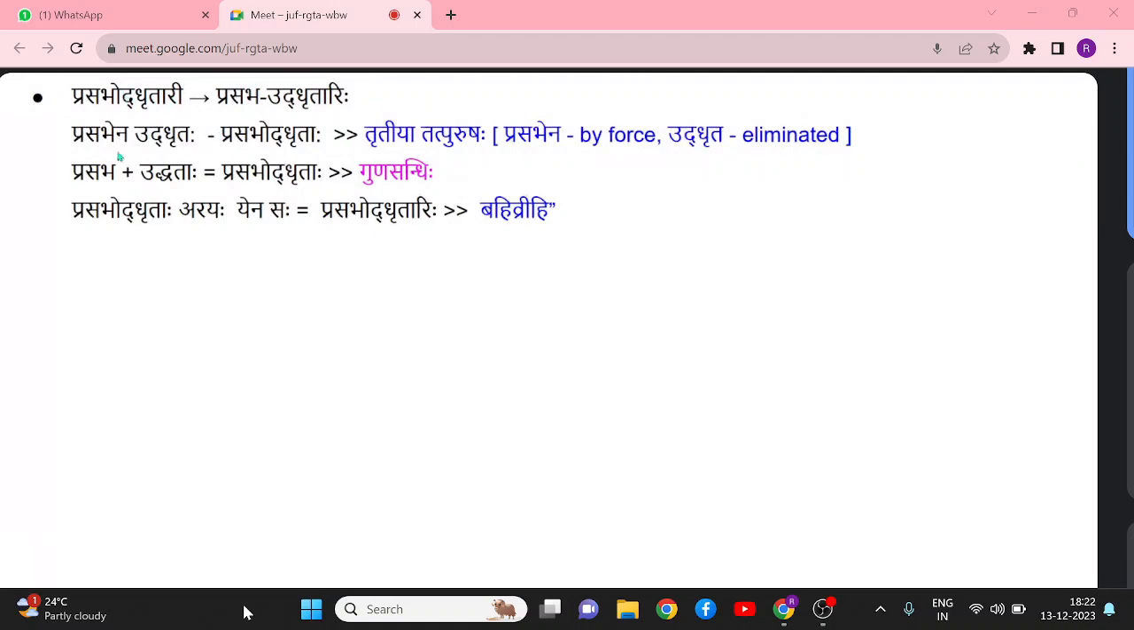And prasabodhrutarih: prasabha is by force, udruta means to eliminate. So by force it was eliminated, prasabhena udrutah. Prasabodhrutah, because it's not just one enemy. Prasabha udrutah, guna sandhi, prasabodhrutah arayah yena sah. Ari is shatru, arayah, many enemies. Prasabodhrutarih, bahuvrihi, visarga. Okay, padaccheda, anyone wants to do?